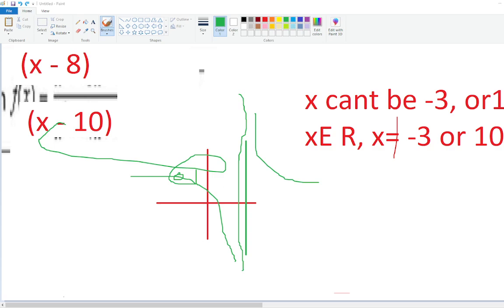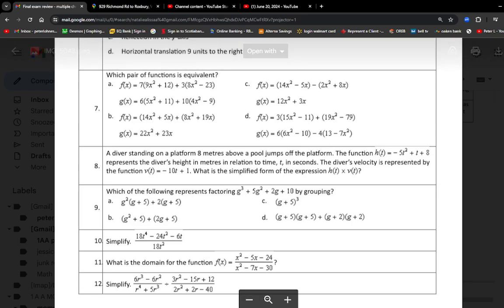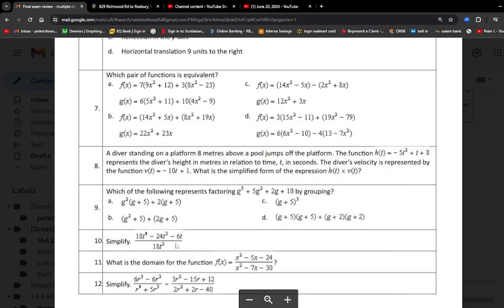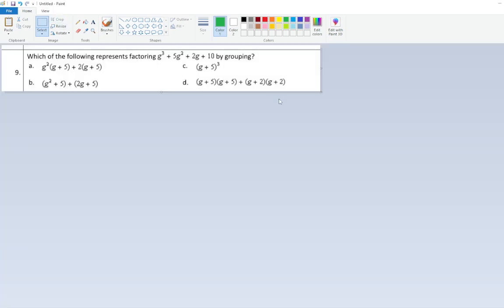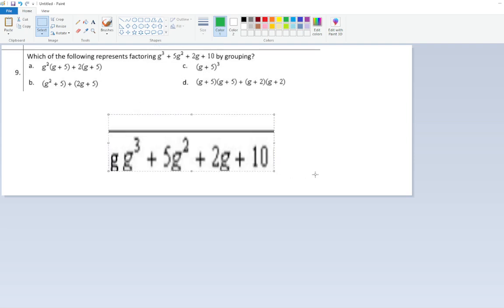Okay, let's move on. Which of these represents factoring this by grouping? Okay, so graph number 9. So grouping is this. You take your expression, and they told us we're going to do grouping, and the whole goal is one bracket on the left should match the bracket on the right.